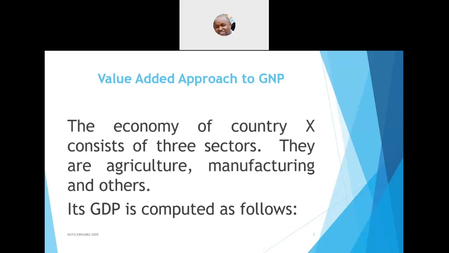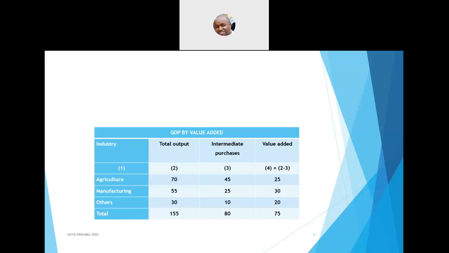Let's take an illustration of country X, which consists of three sectors: agriculture, manufacturing, and others. Its national income, or GDP, would be computed as follows. As you notice from that table, we've got the industry, and in the industry, we have three sectors: agriculture, manufacturing, and others in our column 1. In 2, we have total output in all these sectors. In 3, we have the intermediate purchases.